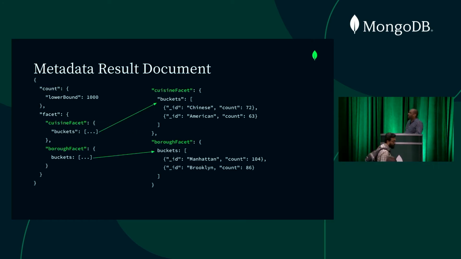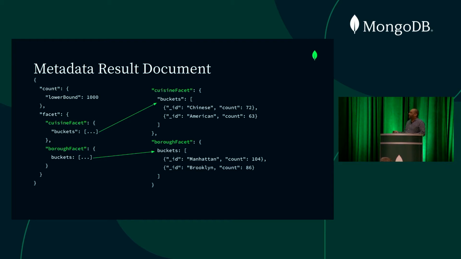Now, these results will be returned as part of the metadata result document. The metadata result document is a new concept in Atlas Search, and it's used for returning results like facets that summarize the entire set of data. It's not always visible, and you have to make some changes in your aggregation pipeline to see it, but I'll show you how to do that later.